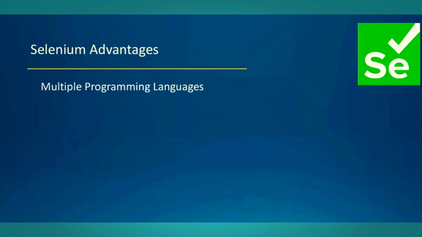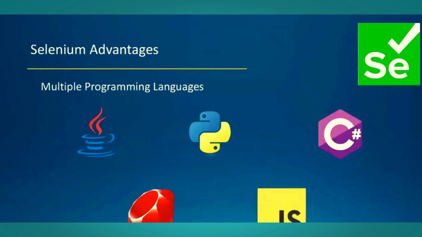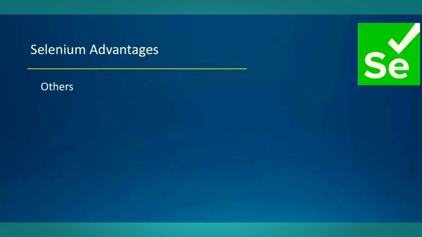Selenium supports multiple programming languages as well. So it supports Java, Python, C#, Ruby, and JavaScript. Another advantage of Selenium is that it's open source, so you don't need to pay any license for using it. And we have a huge community out there. Once we start using Selenium, if you have some issues writing the script, there's a huge community, so you can easily get help from them.